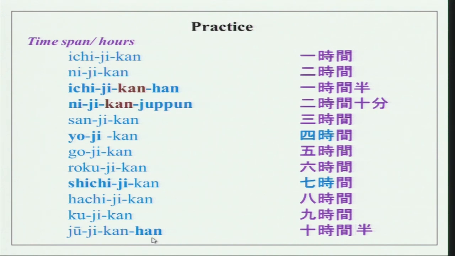So, this is how it goes, and over here you will see that 4 o'clock is yo and not yon or shi. It is yoji, and again for 7 o'clock it is shichiji and not nanaji. Please remember that. In a similar manner for 9 o'clock it is kuji and not kyuji. So, please practice this and remember it properly.